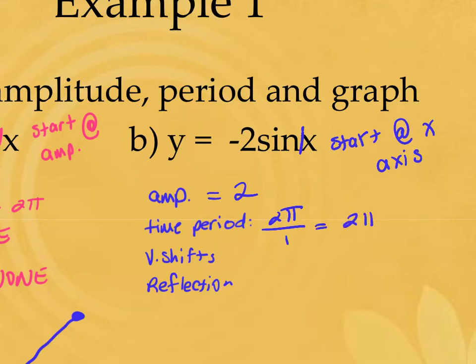So your time period is going to be one whole circle. So those tick marks are real easy to do because it's the same as what you'd have on the unit circle. Vertical shifts. Is there anything at the end that's being added or subtracted to our graph? No. So there's no vertical shifts. Is there a negative sign out in front of my function? Yes. So there is a reflection here. It's going to reflect over the x.